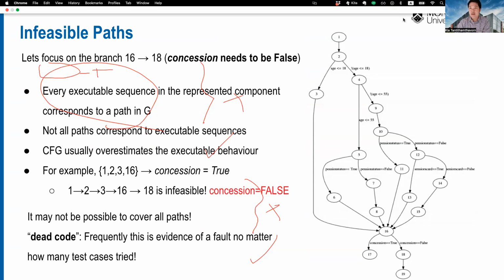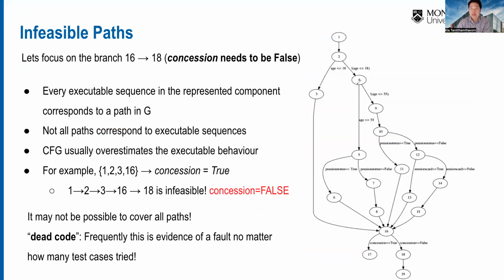Let me try to draw this one again. 1, 2, 3. For this case, everything must be true, true, true. Everything is true, and the concession will be true. It cannot be false. So that's the dead code. It is an infeasible path. We will not consider that.